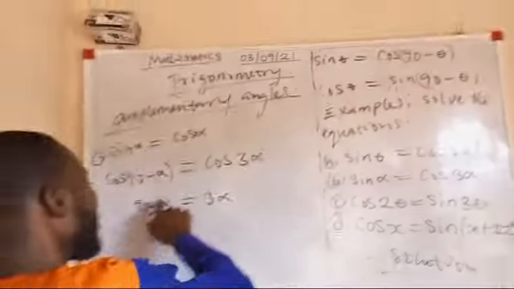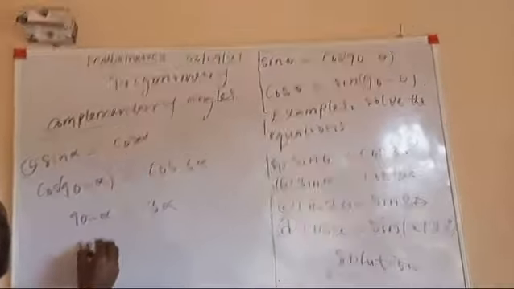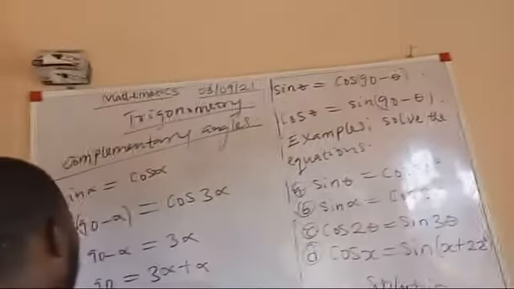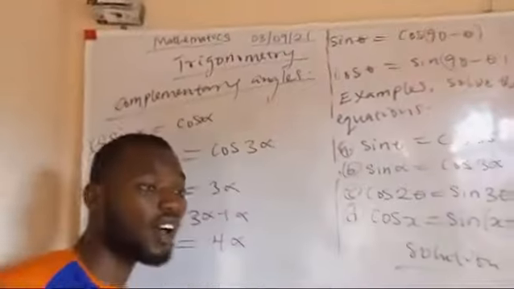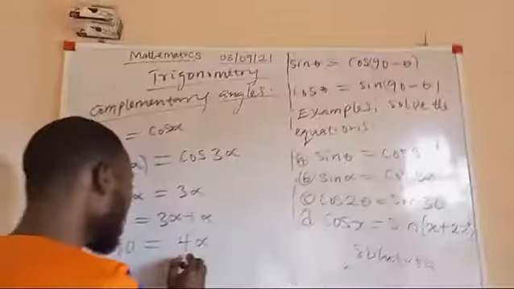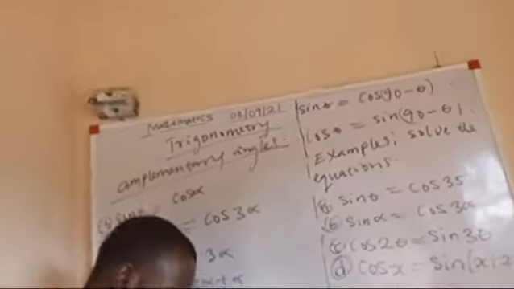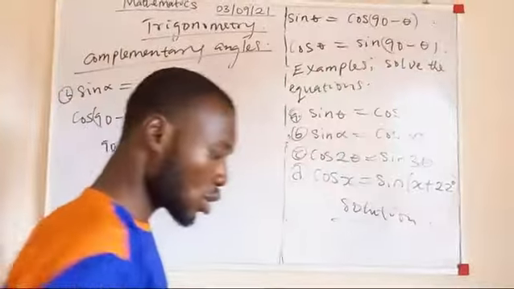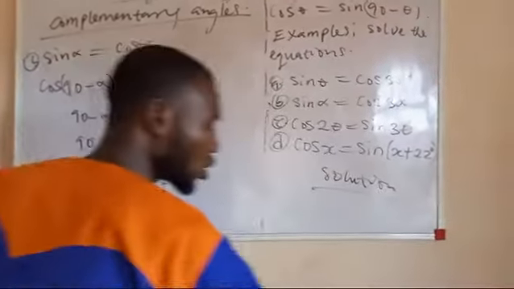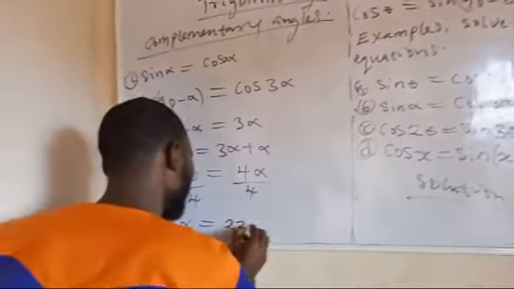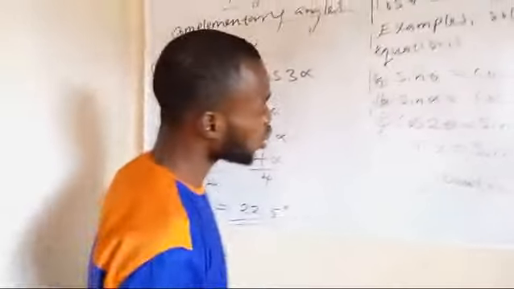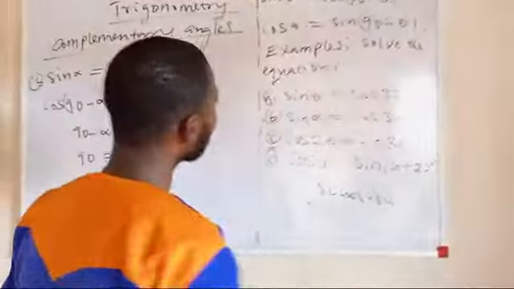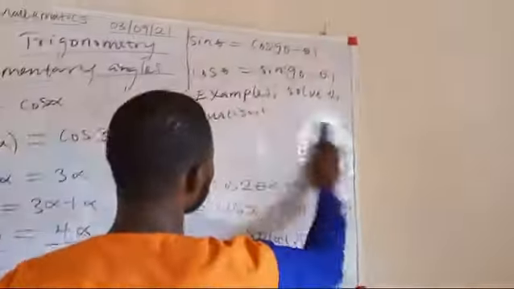We collect like terms. This alpha will cross over to meet this colleague. We now have 90 is equal to 3 alpha plus alpha. So 90 is equal to 4 alpha. For us to get the value of alpha, we divide both sides by the coefficient of alpha, which is 4. So 90 divided by 4 means alpha will be 22.5 degrees. So that is for alpha. Okay, let's quickly solve this one. After this third one, we are going to stop.